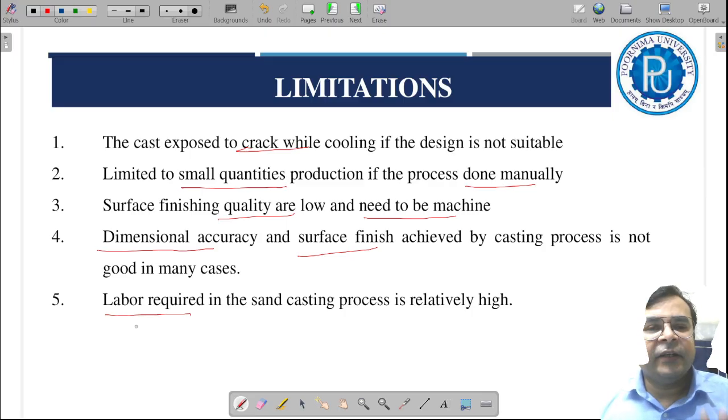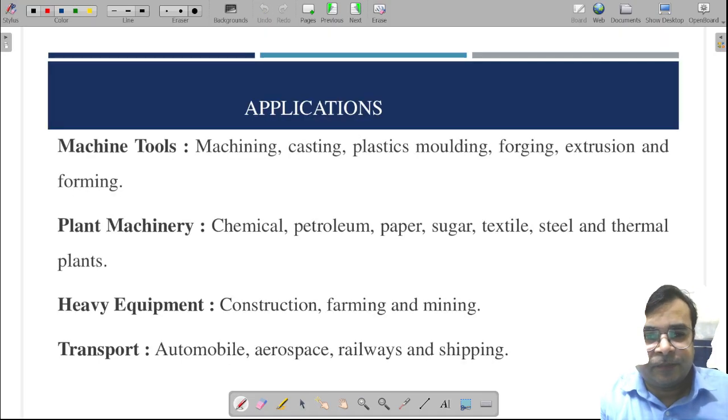Another big limitation is that the casting process is a polluting process. A huge amount of pollution is produced, because mostly coal-based fuel is used for melting the metal, and it produces very toxic fumes. So pollution is also one of the major concerns with the sand casting process.